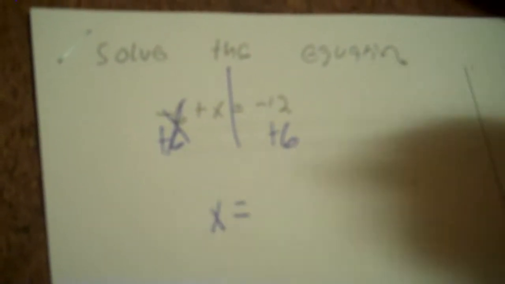What are the operations? Well, between this -6 and the x, there's just a plus, so there's no times, no divide. So we add 6. And x, -12 plus 6 is -6. There's the answer. Okay. Next one.